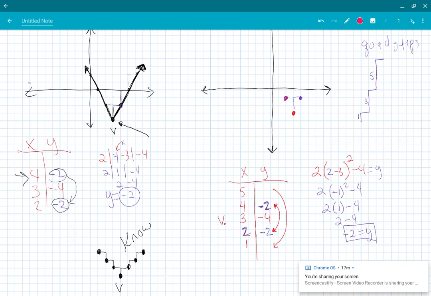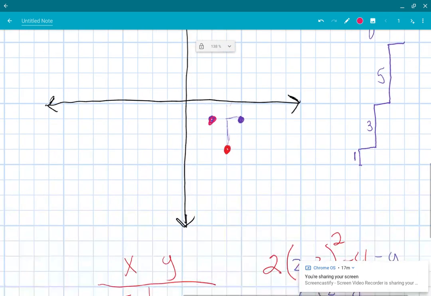I can't see what you're drawing right now. All right, let me zoom in. How's that? Yeah, it's better.